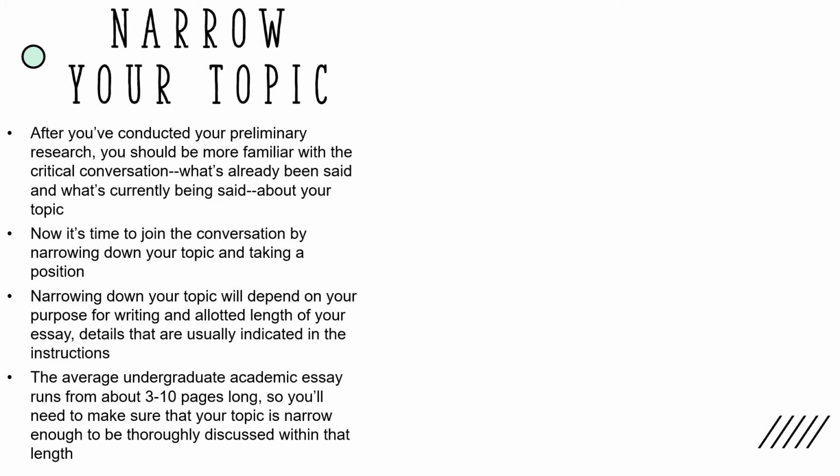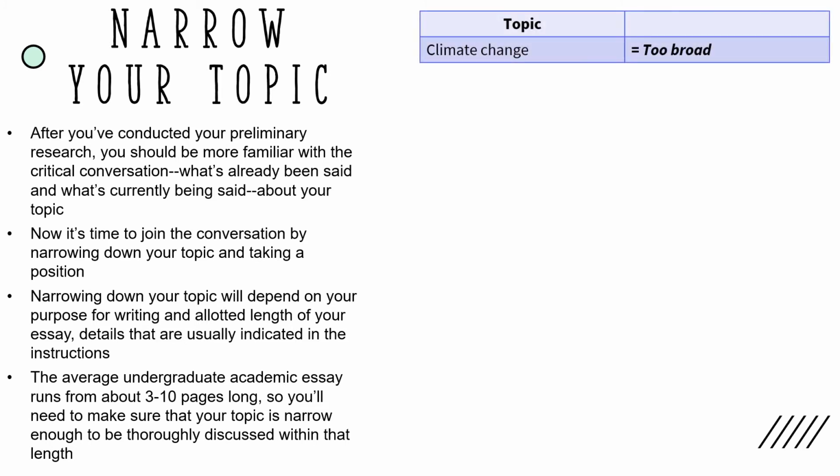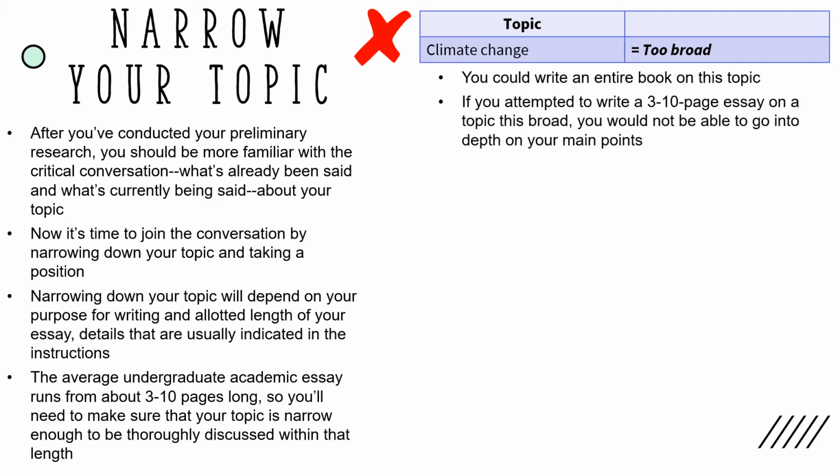For example, the topic climate change by itself is too broad to write about in 3 to 10 pages. You could write an entire book on this topic by going into detail about its history, its causes, its effects, steps that should be taken for mitigation, and various other viewpoints about what should be done about it. If you attempted to write a 3 to 10 page essay on a topic this broad, you would not be able to go into depth on any of your main points because you would greatly exceed the page count.